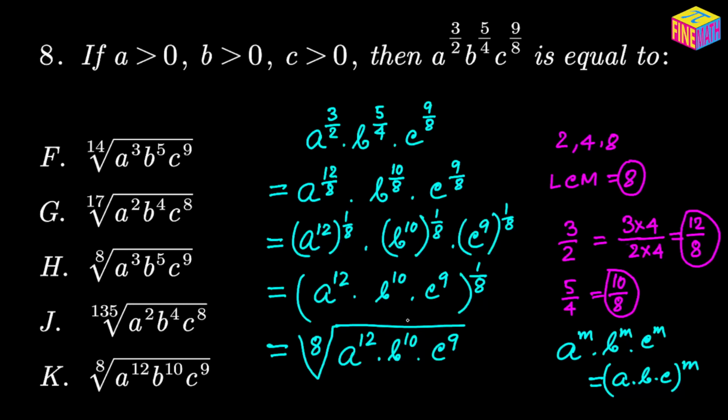And now let's look at the answer options. Definitely it looks like one of the options H or K, and if you carefully look at it, it's actually option K. So that's our correct option. It is the 8th root of a to the power 12, b to the power 10 and c to the power 9. I hope it made sense.